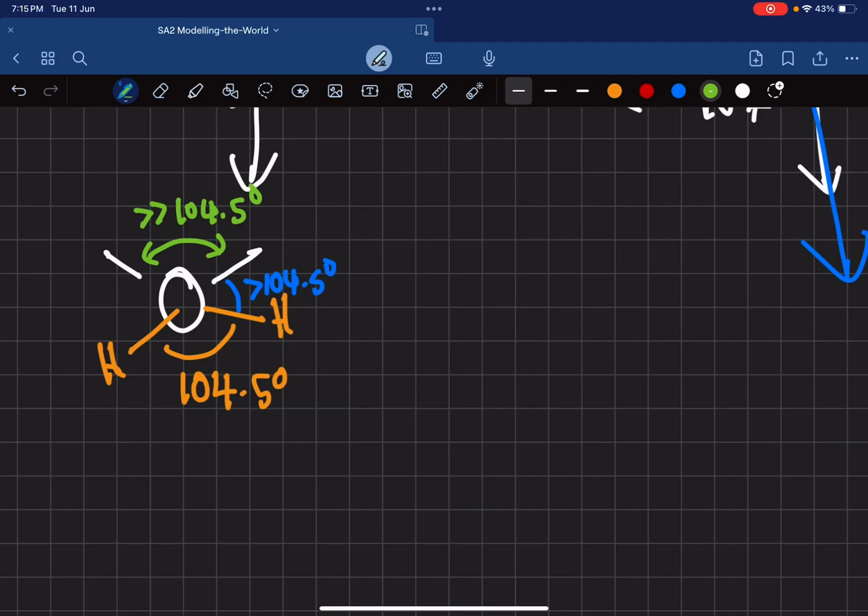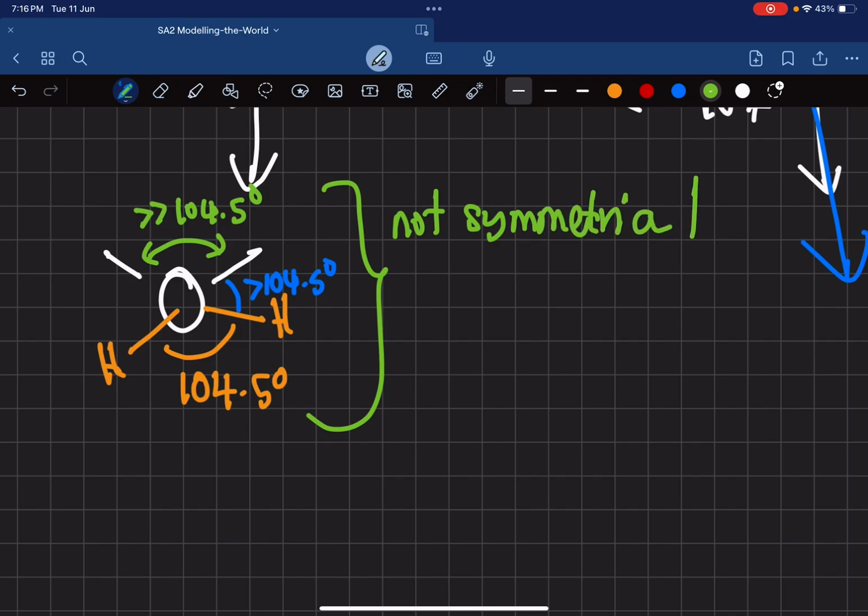So which means that now you have three sets of angles: the angle between the hydrogen, oxygen, hydrogen, the angle between the hydrogen, oxygen and lone pair, and the angle between lone pair, oxygen and lone pair. All right, there are three sets of angles. So this molecule is of course not symmetrical. All right, it's not symmetrical, and since oxygen is electronegative, it's going to be pulling electrons towards itself.